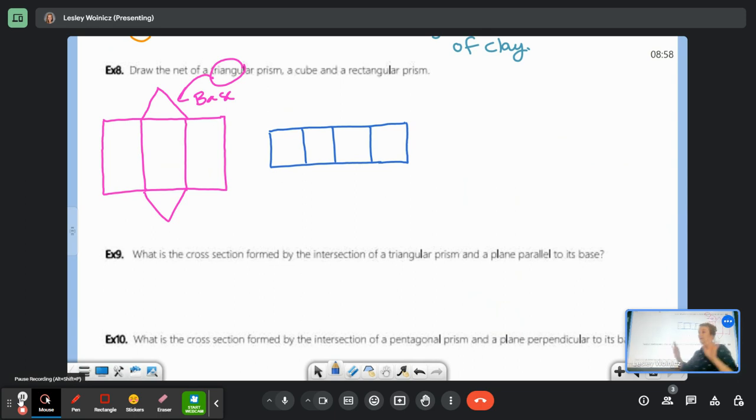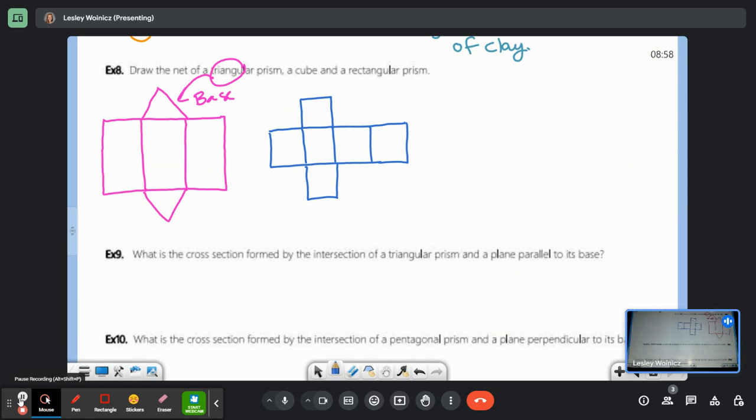Okay, so I need 4 sides to wrap around the lateral sides, and then I need a top and a bottom, right? Okay, so you can make your top and bottom like this or wherever. Just make sure that when you fold it, you don't get any overlapping sides.